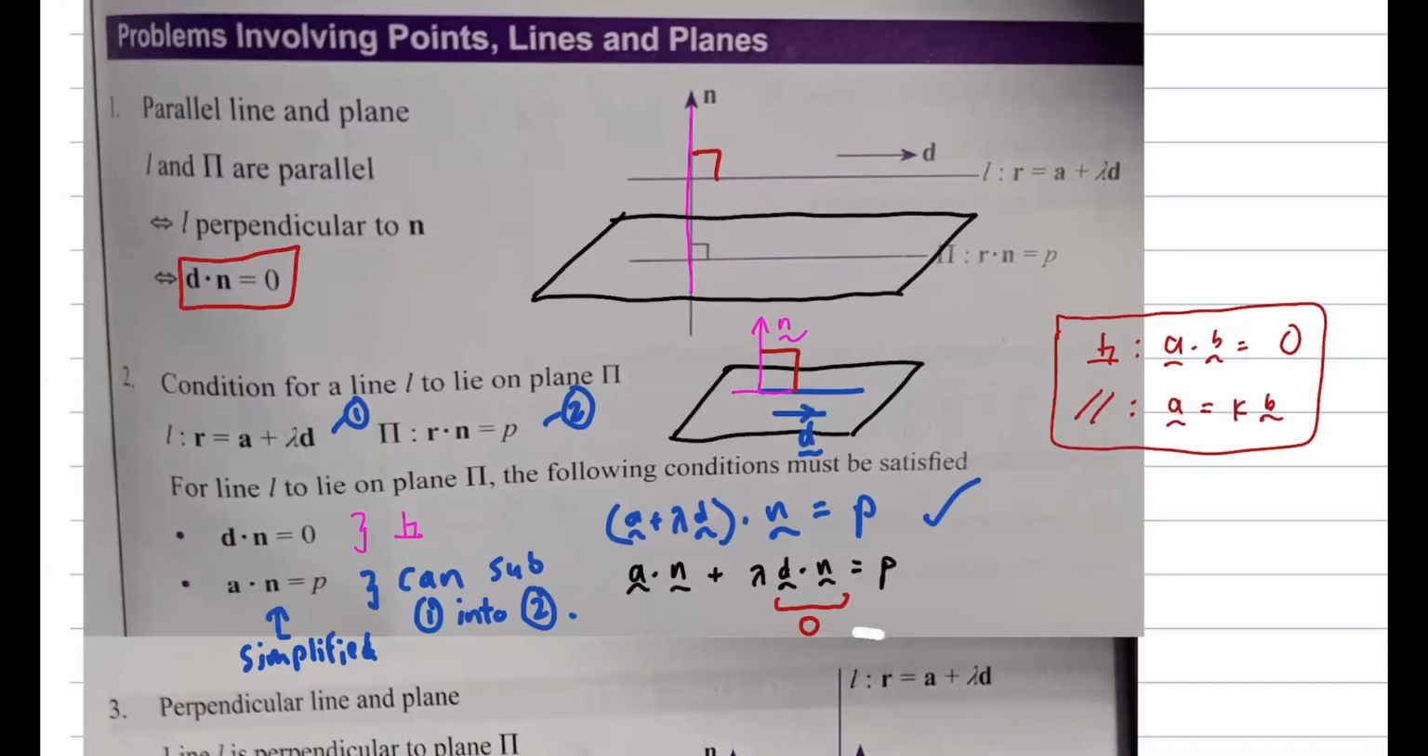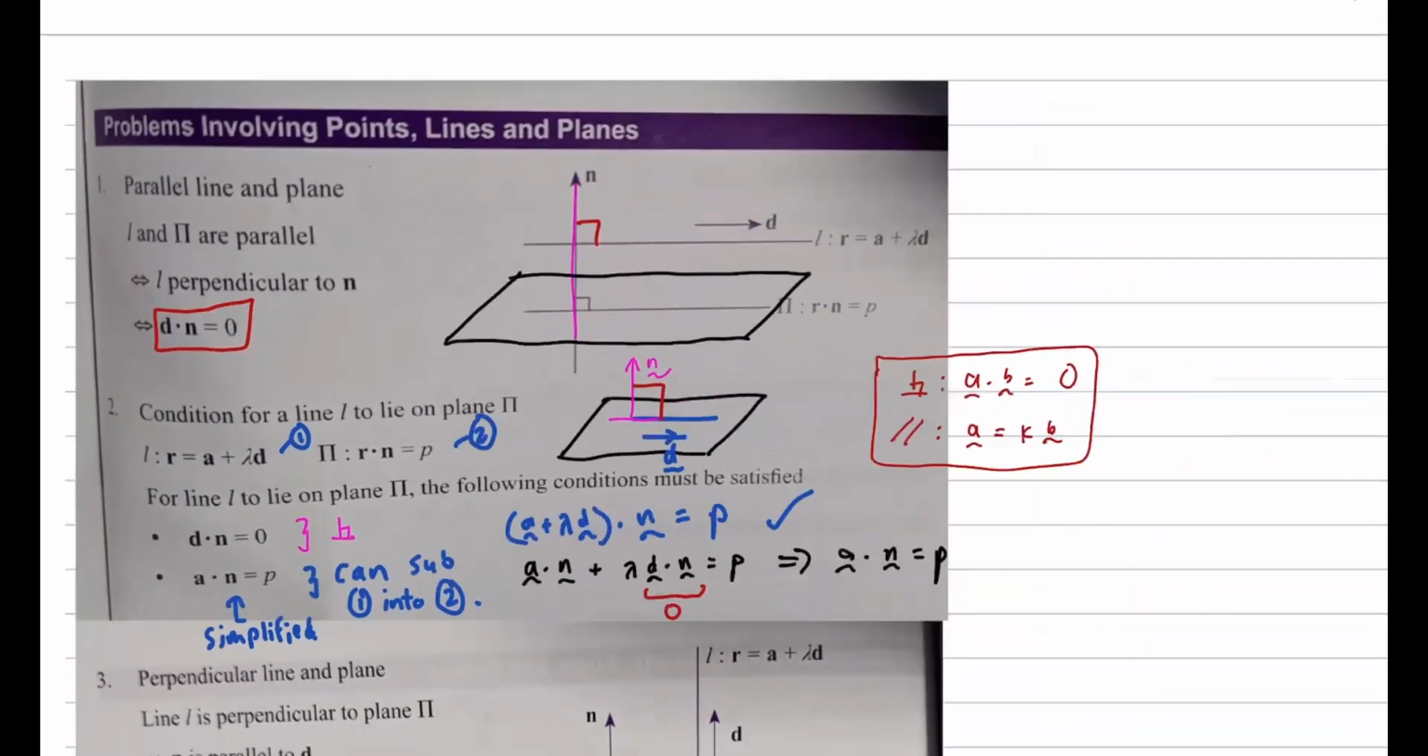P is just any number. It's just some number, part of the equation of the plane. Okay, good. That is the theory part. A dot N equals P, that is part 2. We still have 6 more points to cover.